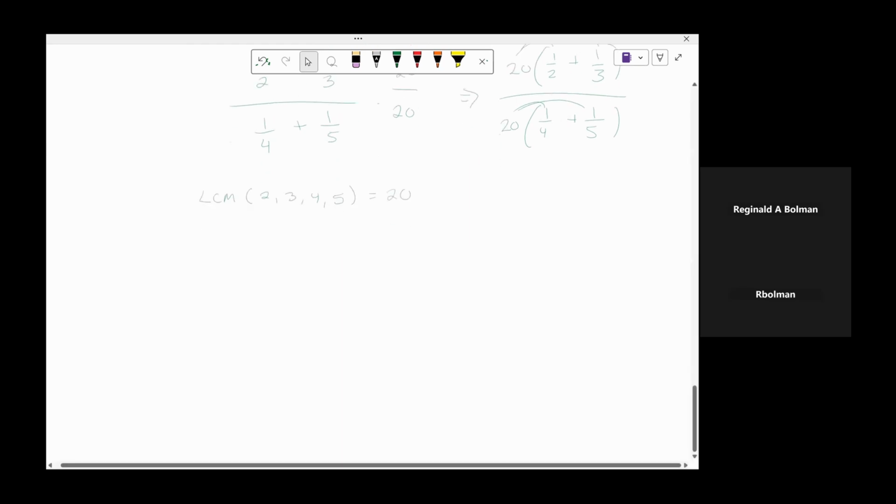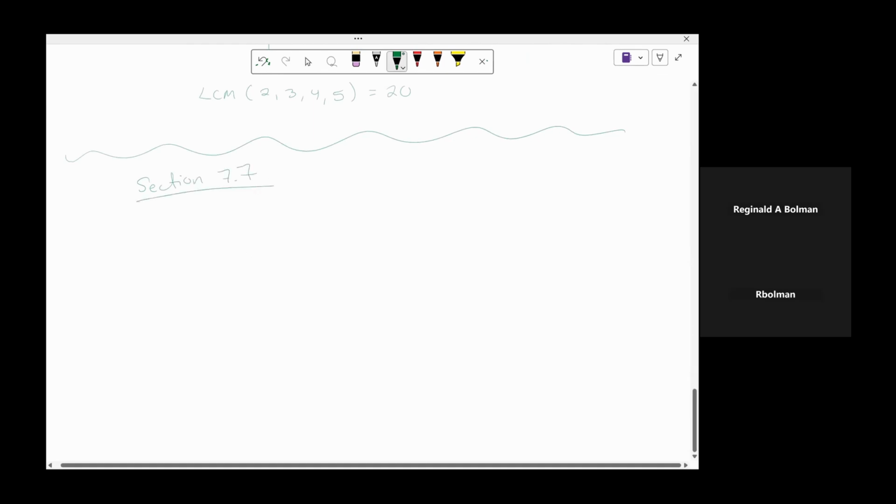All right, so now transitioning, we're now in section 7.7. In section 7.7, you are actually asked to solve equations, find the solution to equations, which have or contain rational expressions. Okay, so you're asked to solve equations that have rational expressions.